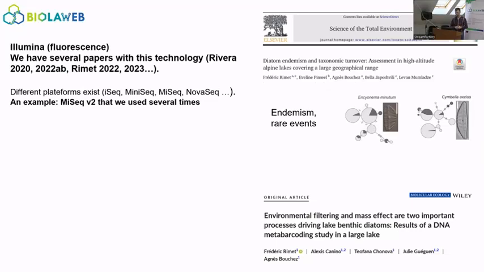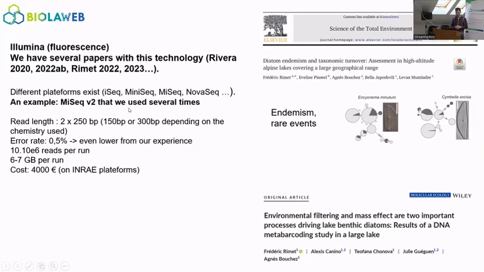And I would like to give you an example with MiSeq and V2. V2 is a kind of chemistry that we use several times. And here you can see the read length is 2, so 1 forward and 1 reverse with 250 base pairs. But you can select different chemistries with 150 or 300 base pairs, depending on what you want to do. If you have some barcodes which are a little bit longer or shorter, you can select what you want.